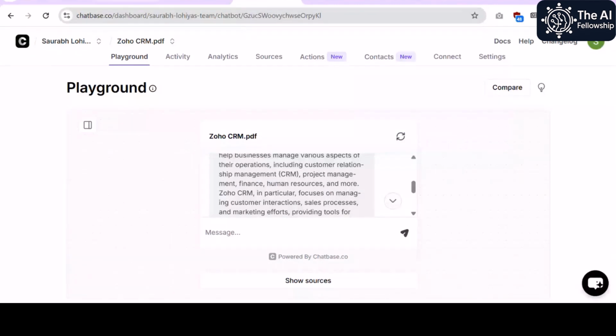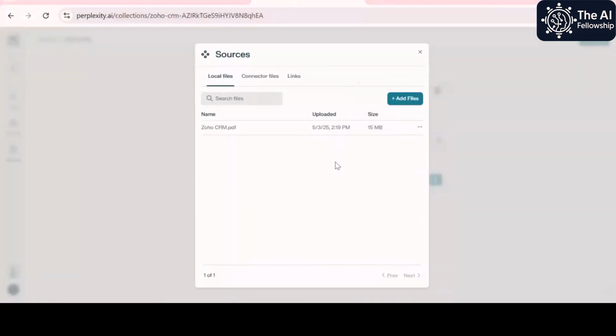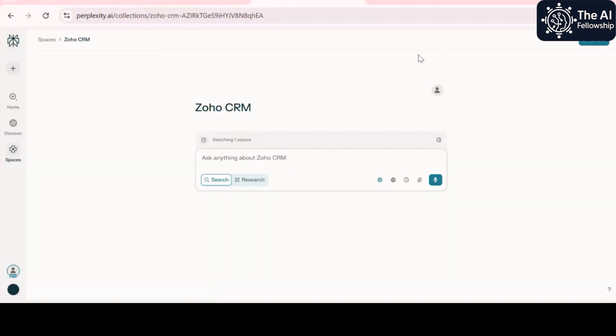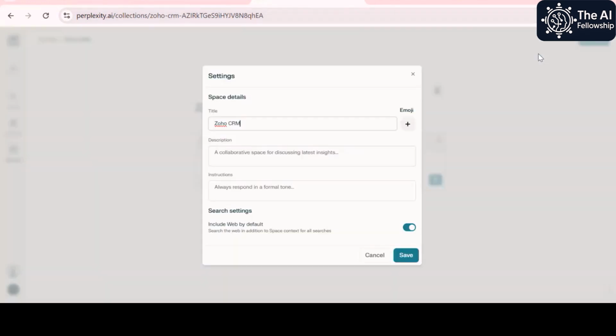Now let us come back to Perplexity. This is done. I'll do one more thing in settings. I'll turn off this include web by default, because I wanted to answer questions from the document only, not from anything from the web.